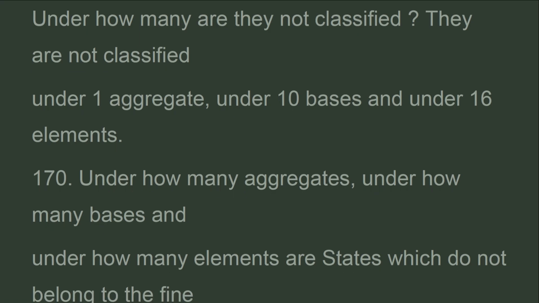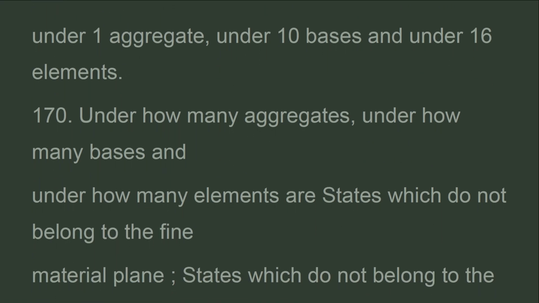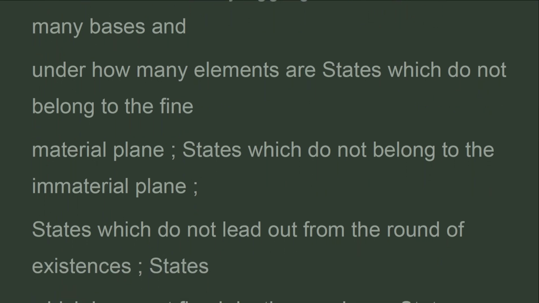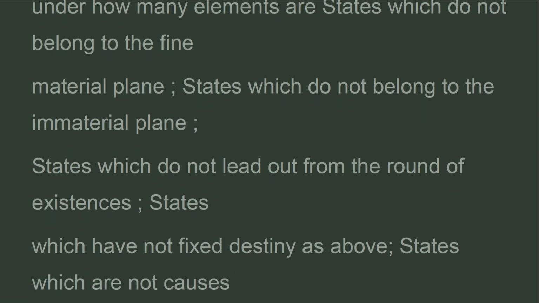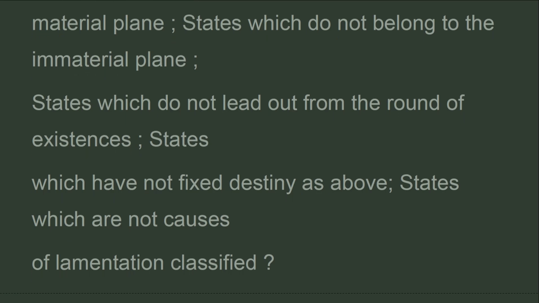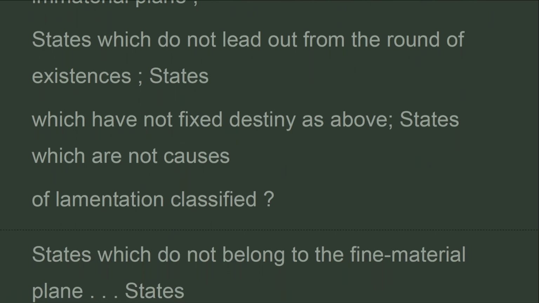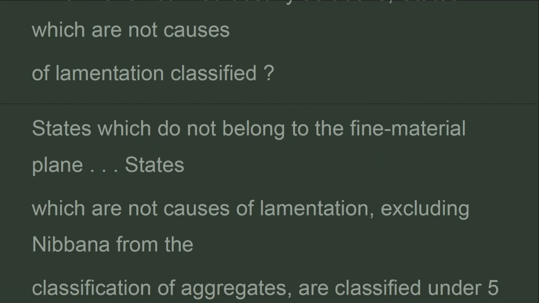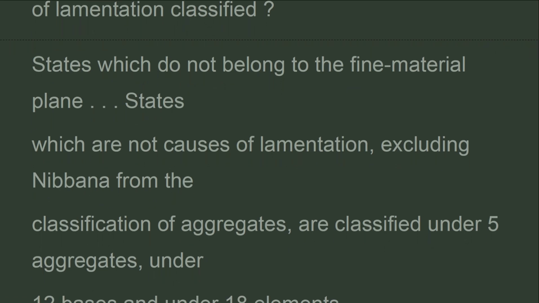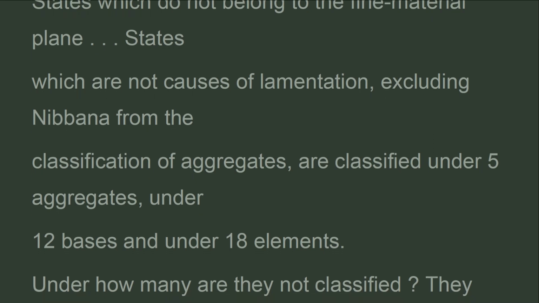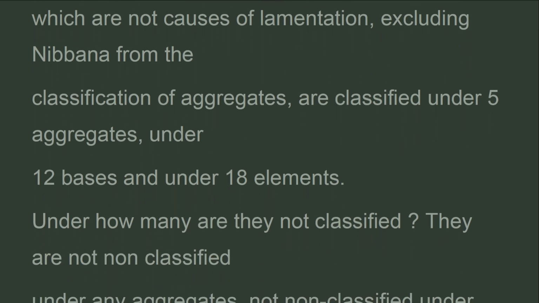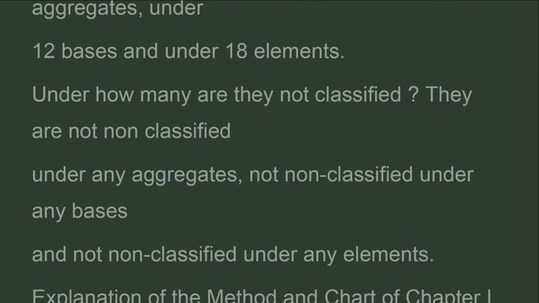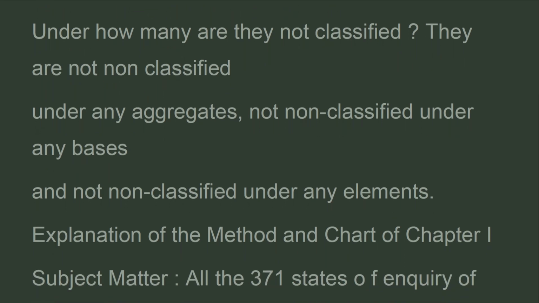170. Under how many aggregates, under how many bases and under how many elements are states which do not belong to the fine material plane, states which do not belong to the immaterial plane, states which do not lead out from the round of existences, states which have not fixed destiny as above, states which are not causes of lamentation classified? States which do not belong to the fine material plane, states which are not causes of lamentation, excluding Nibbana from the classification of aggregates, are classified under 5 aggregates, under 12 bases and under 18 elements. Under how many are they not classified? They are not non-classified under any aggregates, not non-classified under any bases, and not non-classified under any elements.